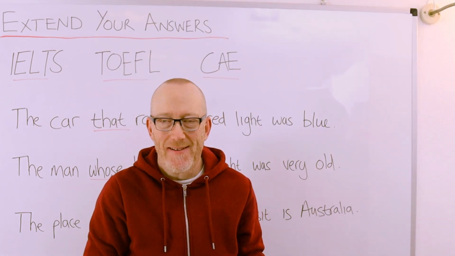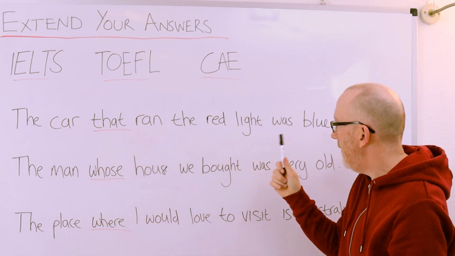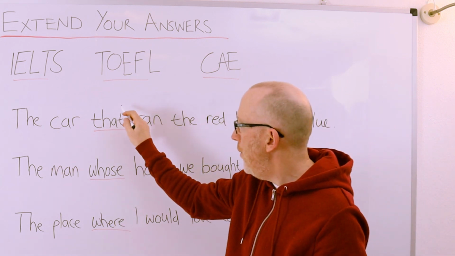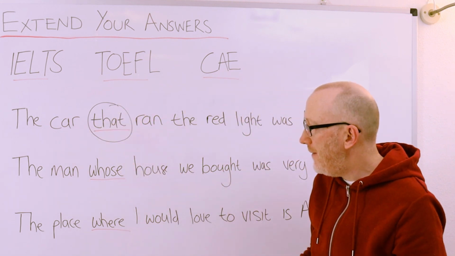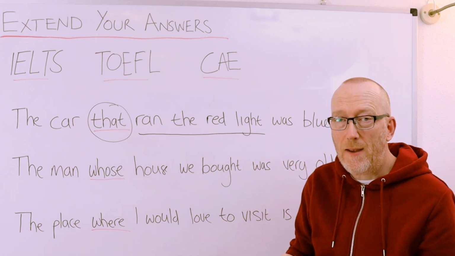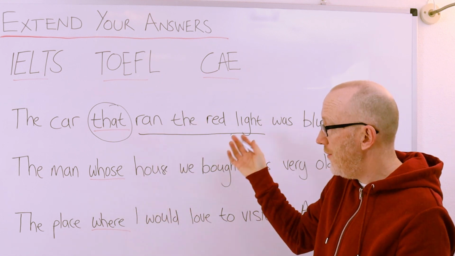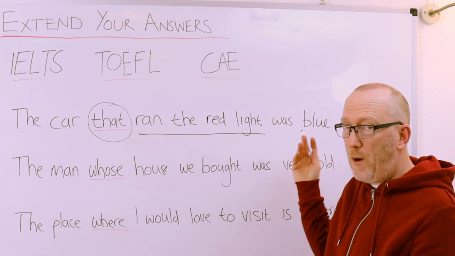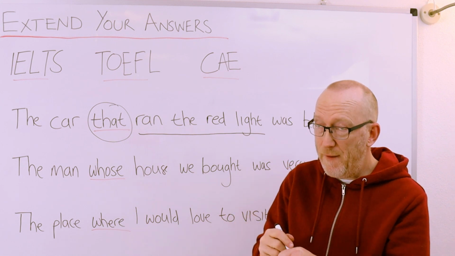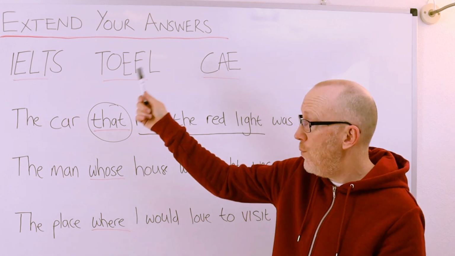Let's take a look at some more sentences. Our next sentence: the car that ran the red light was blue. So the word that is helping us to provide more information about this car. The car was blue. That car ran the red light. The car that ran the red light was blue. Again, this is much more grammatically correct and a much more efficient way of saying or speaking something in one of your exams.